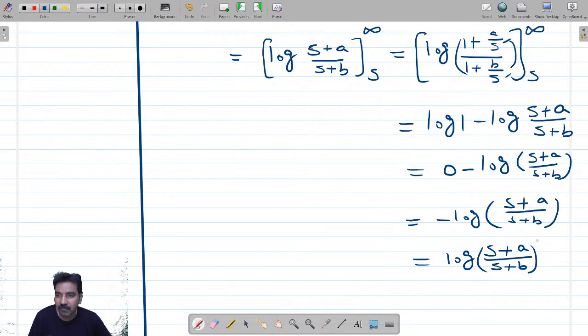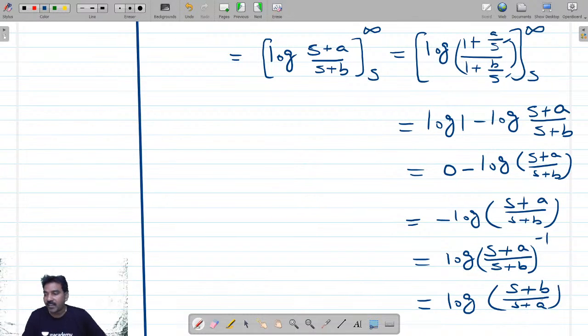The power of log being minus 1 means the inverse comes. So therefore log of (s plus b) divided by (s plus a). I think this point is clear, right? Log of (s plus b) divided by (s plus a).